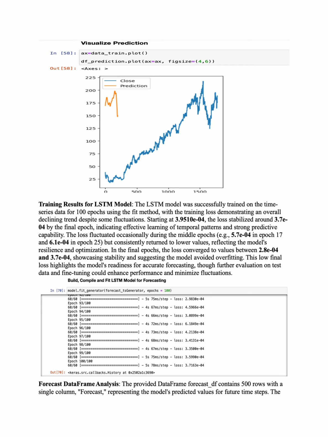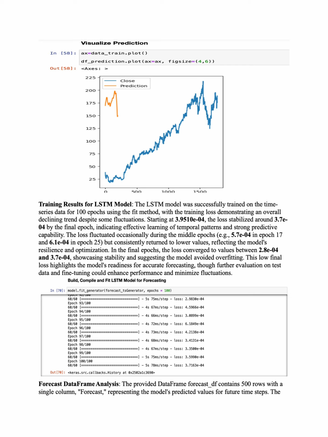In the final epochs, the loss converged to values between 2.8 and 3.7, showcasing the stability and suggesting the model is avoiding overfitting. This low final loss highlights the model's readiness for accurate forecasting, though further evaluation on the test data and fine tuning could enhance the performance and minimize the fluctuations.